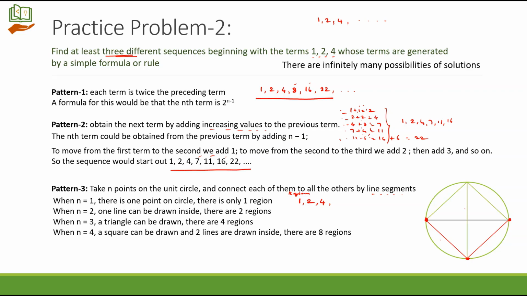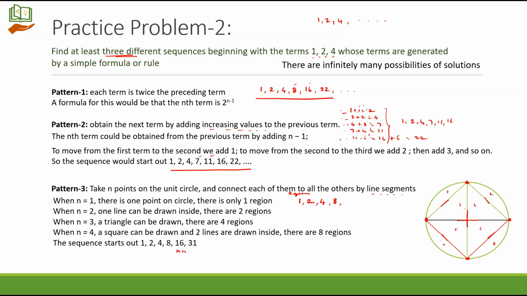When n is equal to 4, this will be the 4th point. A square can be drawn. 1, 2 and already we have the triangle part. So square is drawn and 2 lines are drawn inside. So this particular line and already this line segment is present. How many regions are there? 1, 2, 3, 4, 5, 6, 7, 8 regions are there. So now we are adding 8 to this particular sequence. The sequence starts out like 1 to 4 but it goes with 8, 16, 31.